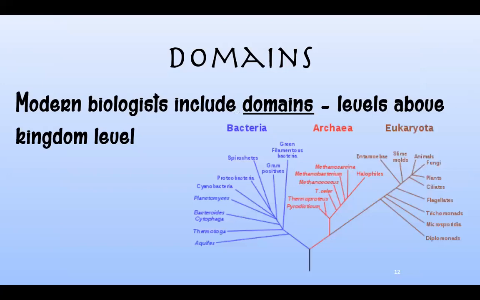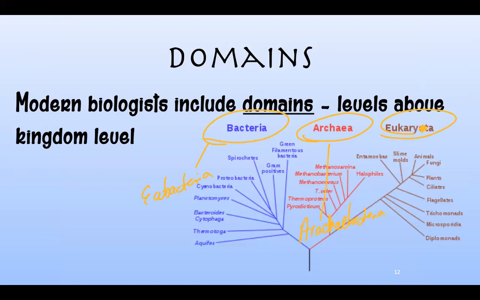Another different system is called the domain system. There are 3 domains: bacteria, archaea, and eukarya, or eukaryota. I usually say eukarya. I've never seen eukaryota. But you can divide the 6 kingdoms over these 3 domains. So bacteria would be eubacteria. In the kingdom, archaea is obviously archaebacteria.